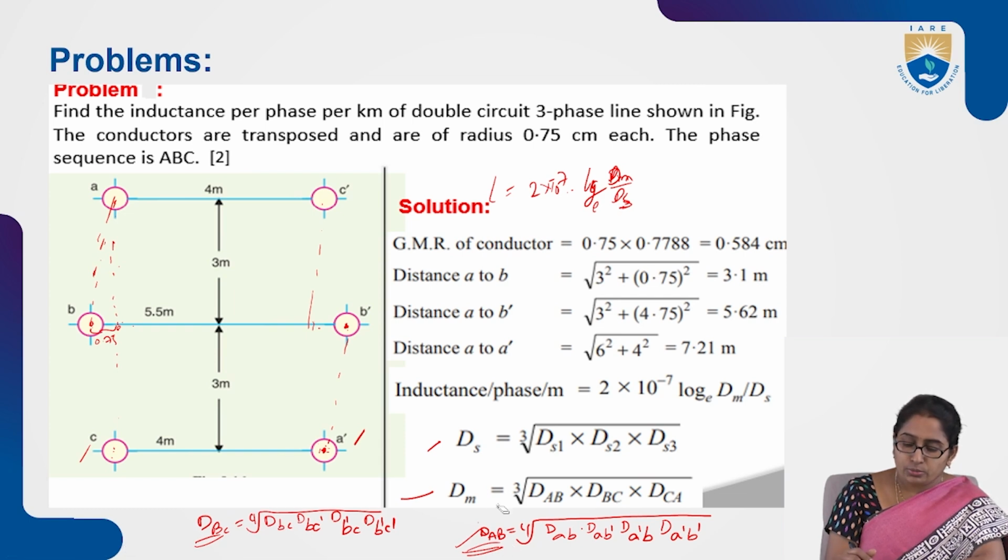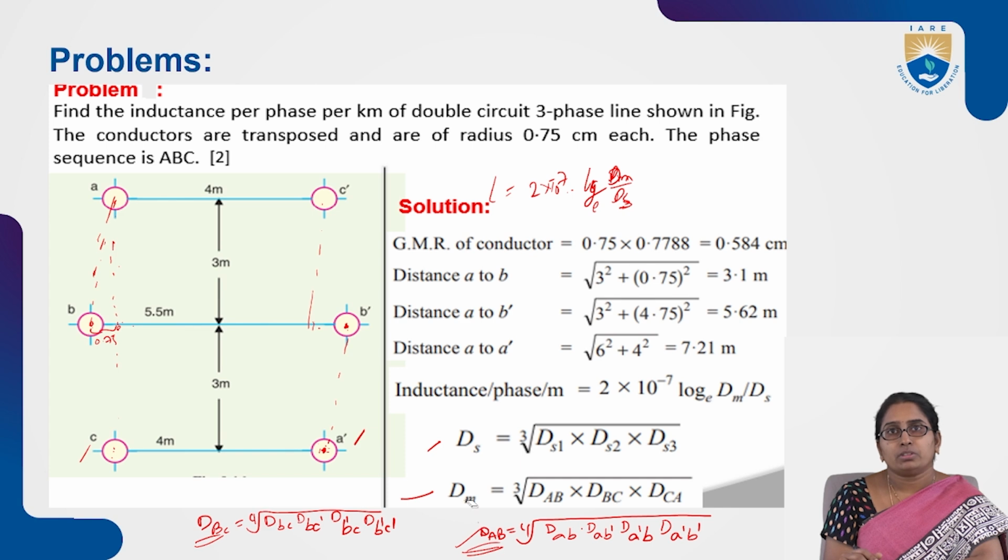Then finally, to get the final DM, the mutual GMD, it is the cube root of capital DAB into capital DBC into capital DCA. So that is how DM is calculated. Then DS. DS is given by the total self GMD, the cube root of capital DS1 into DS2 into DS3.